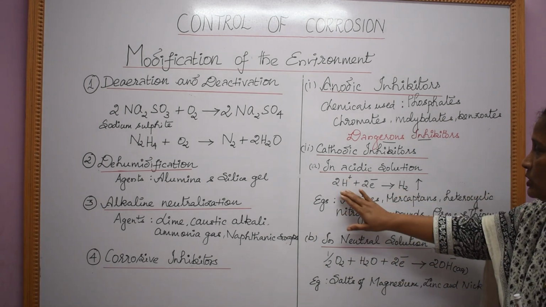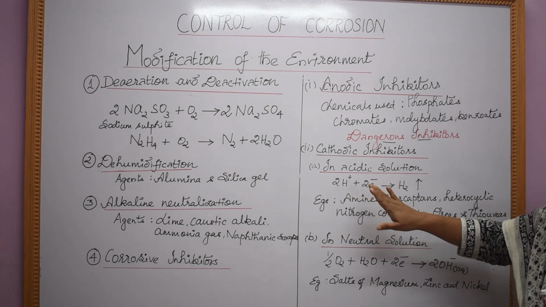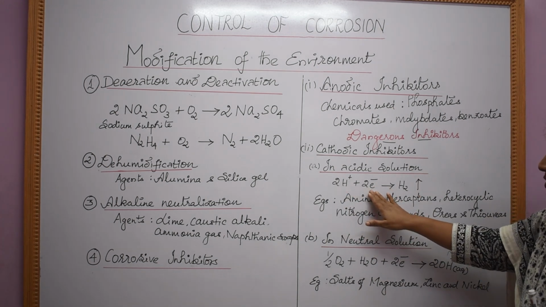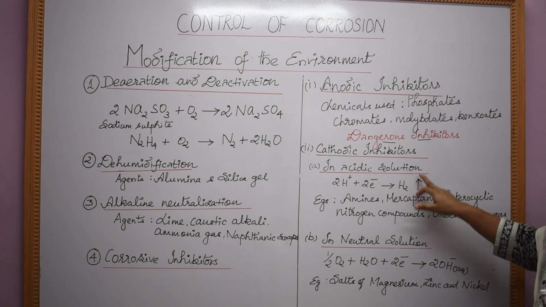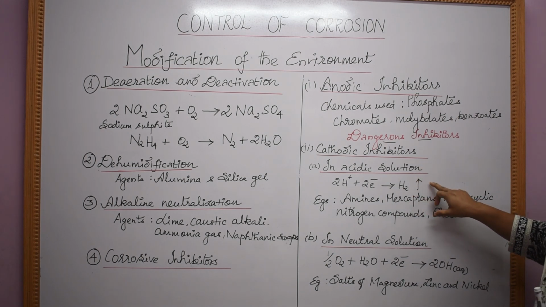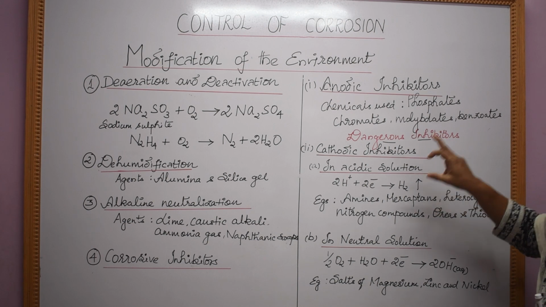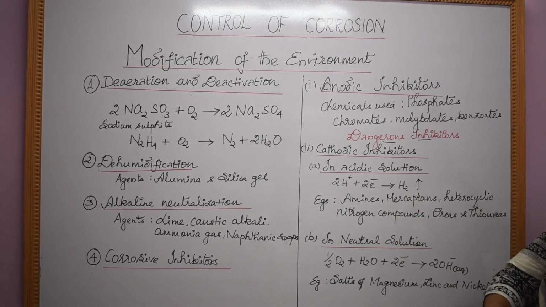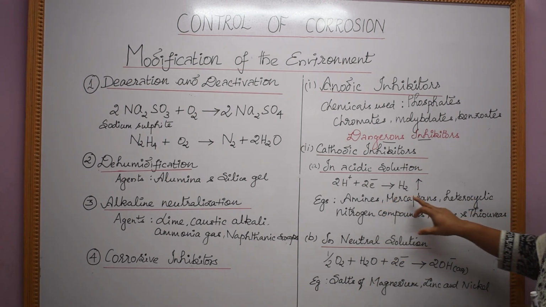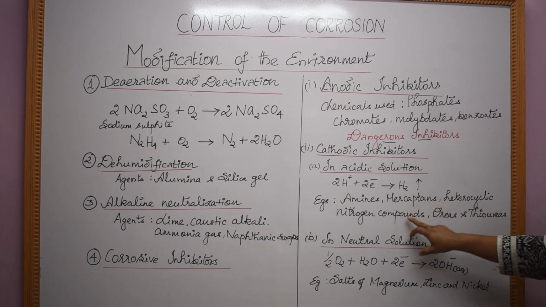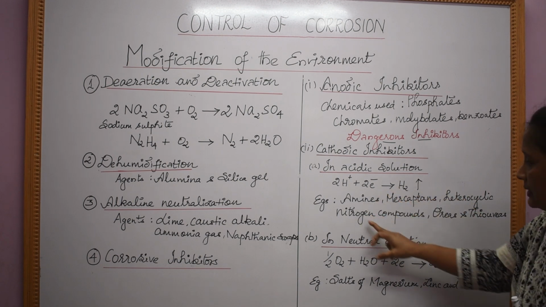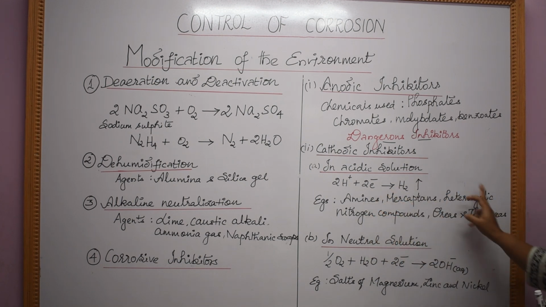The H plus ions from the acidic environment and the electrons coming from the anodic reaction combine, and there will be evolution of hydrogen in the cathodic region. So in this acidic solution, the cathodic inhibitors that are commonly employed are amines, mercaptans, heterocyclic nitrogen compounds, ureas and thioureas.